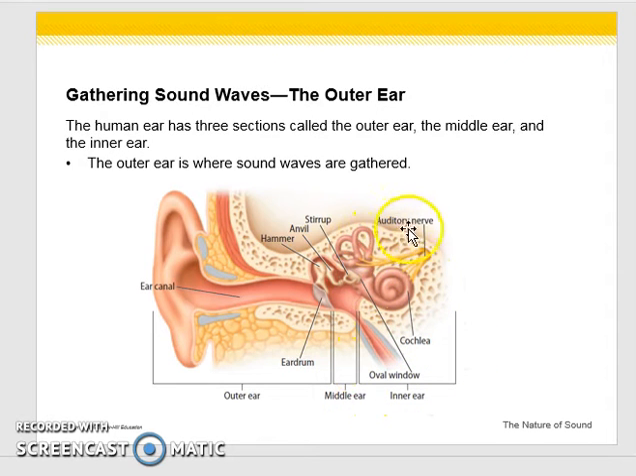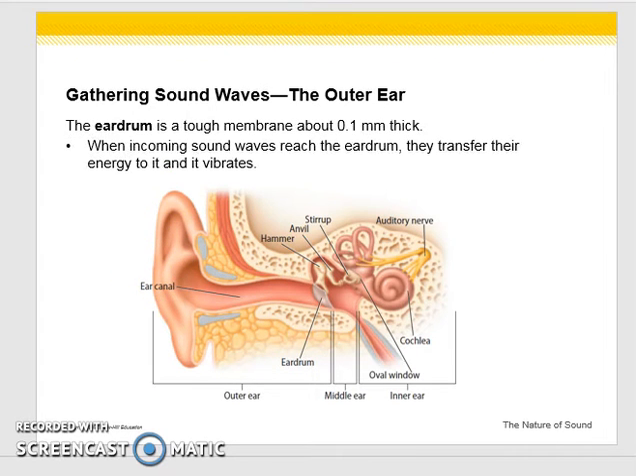So all of this, the outer ear, is where the sound waves are gathered. So this is the ear canal. We always thought the sound waves were here before, but it actually takes all of this. The eardrum is a tough membrane about 0.1 millimeters thick. When incoming sound waves reach the eardrum, they transfer their energy to it and it vibrates back and forth.